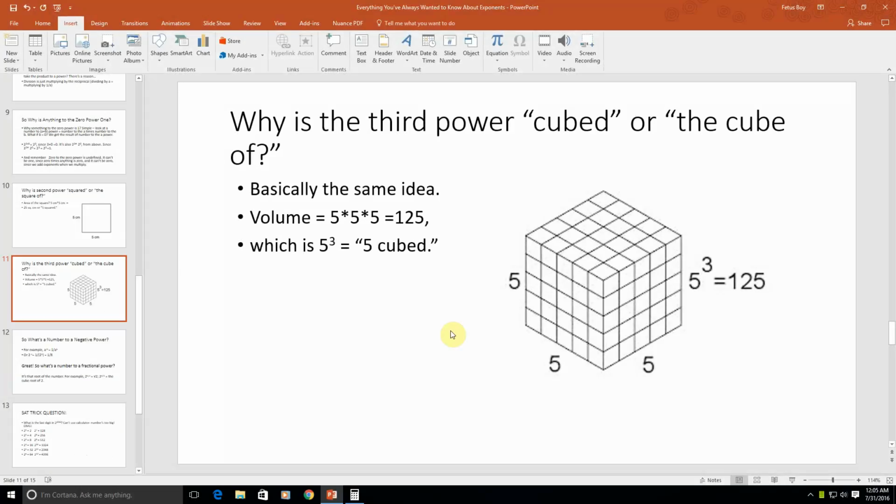So why is the third power called cubed or the cube of? It's basically the same idea. When you take the volume of a cube, you have to multiply the height times the width times the depth. In this case, we have a cube with edge length 5, so it's going to be 5 times 5 times 5. 5 times 5 times 5 equals 125, which is 5 to the third power, which is 5 cubed.